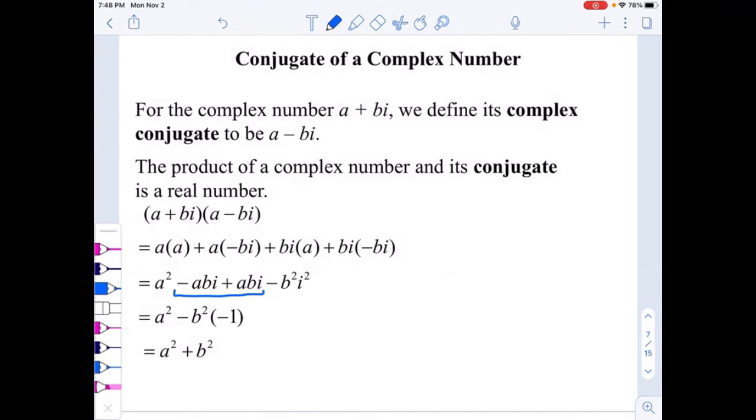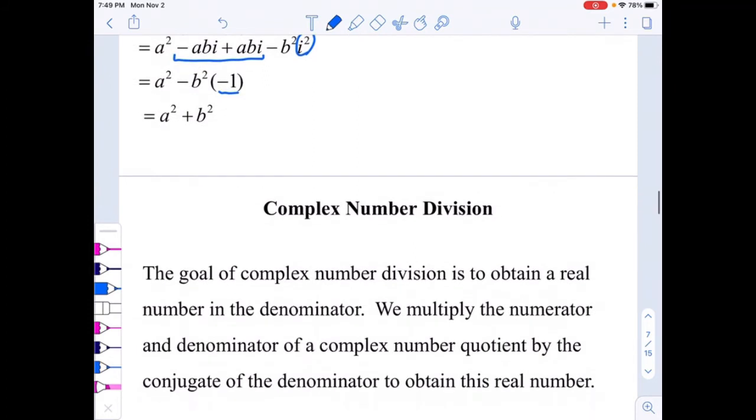The other thing that happens when we have that i squared equal to a -1 is that the -1 and the minus with that b squared now give us just an a squared plus b squared. And notice we have no more imaginary unit. We have just a real number, because they're just going to be regular numbers. So let's look at an example.